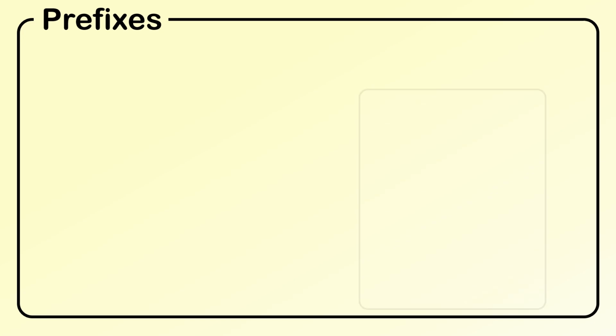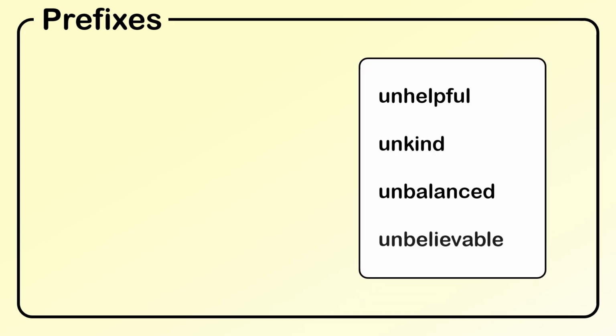Let's start with this list of words. Our first prefix is un. Looking at each of these words, can you work out what the prefix un means? Un means not or opposite of, often giving the base word a reversed meaning.